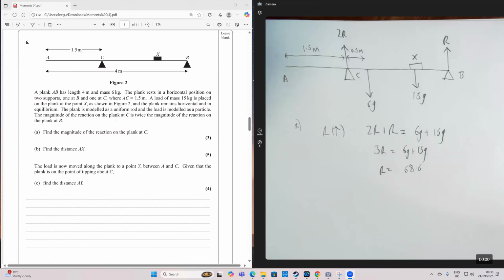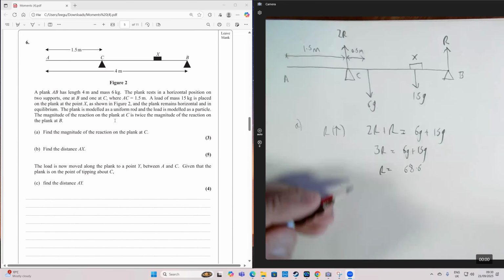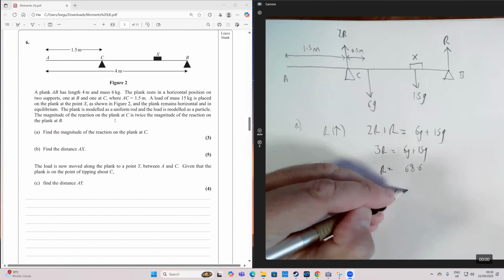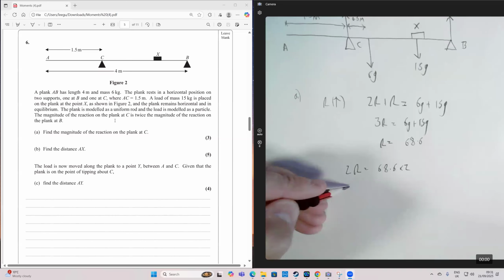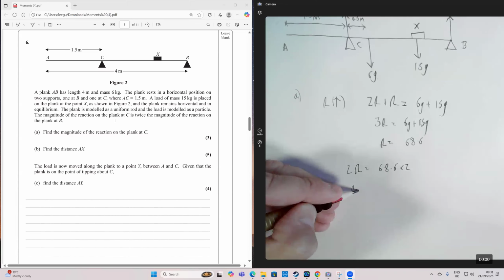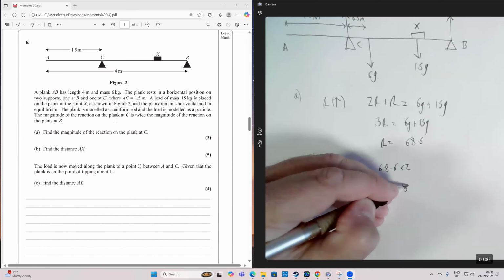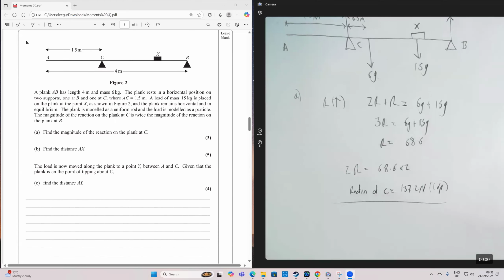Now that's the reaction force R, but the question is asking us to find what the reaction force is here. So we need 2 times R, which is 68.6 times by 2. That gives us 137. So the reaction force at C equals 137.2 newtons to 1 decimal place. Okay, that's fine. So that's our answer to part A.